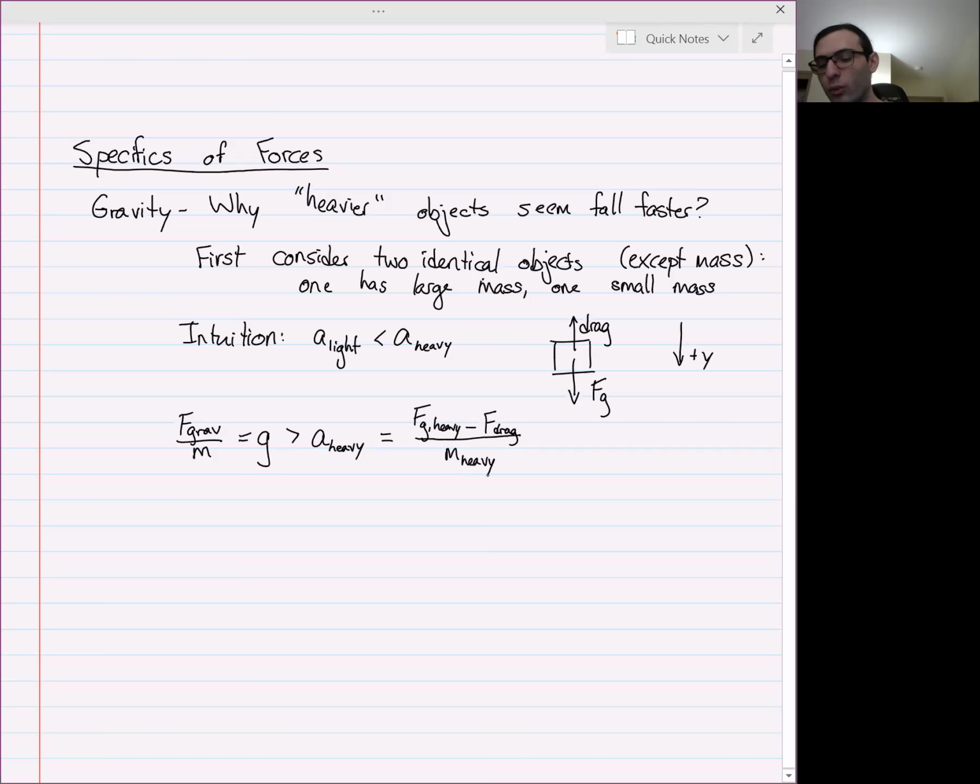So what I'm doing is I'm computing the component of the force in the plus y direction. So the force of gravity contributes plus F sub g sub heavy in the y direction. The force of drag contributes minus F sub drag in the plus y direction, because it's pointing in the opposite of the plus y direction. So these are really components of vectors, but this is a one-dimensional problem, so we can just use pluses and minuses.